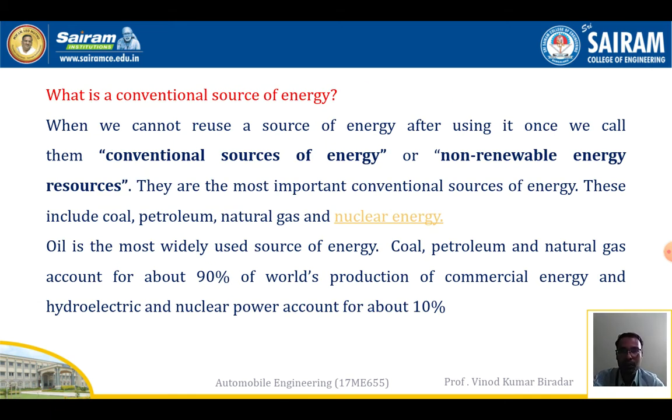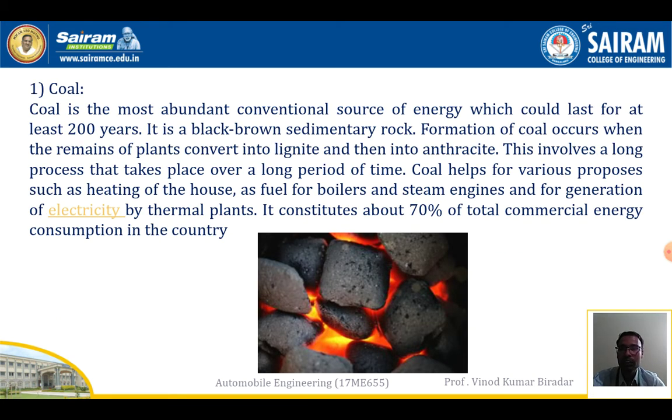Next, what is meant by a conventional energy source? This question is very important. They may ask you what a conventional source of energy is, and to give an example. As I already told, we cannot reuse the source of energy after using it once. We call them conventional or non-renewable energy sources. For example, oil, nuclear energy, and coal. Once we use coal, we cannot use it again. The first example is coal. Coal is the most abundant conventional source of energy, which could last for less than 200 years.